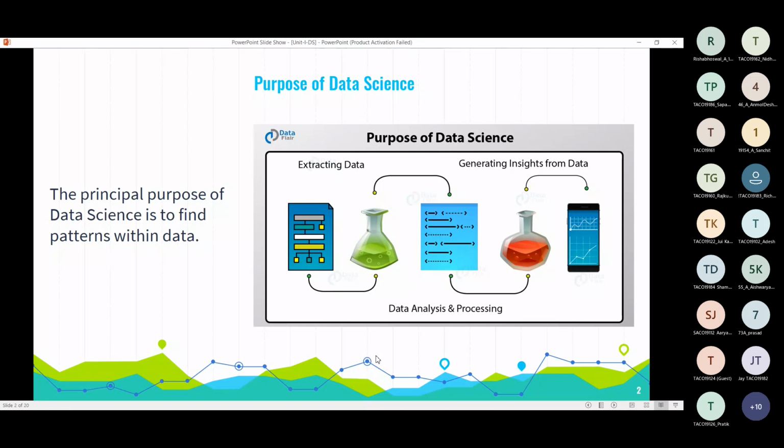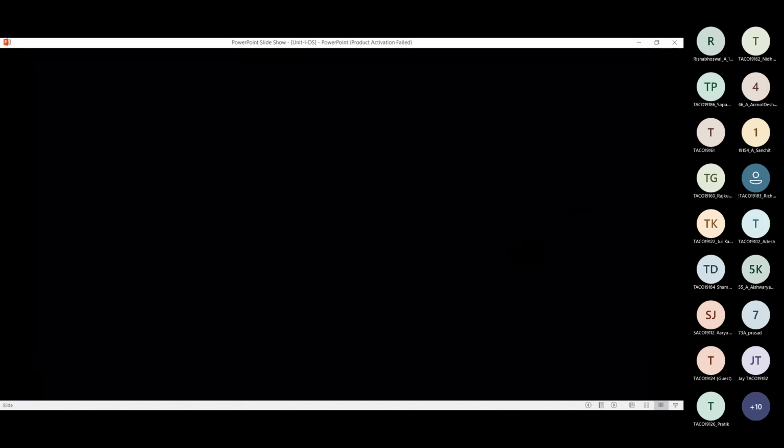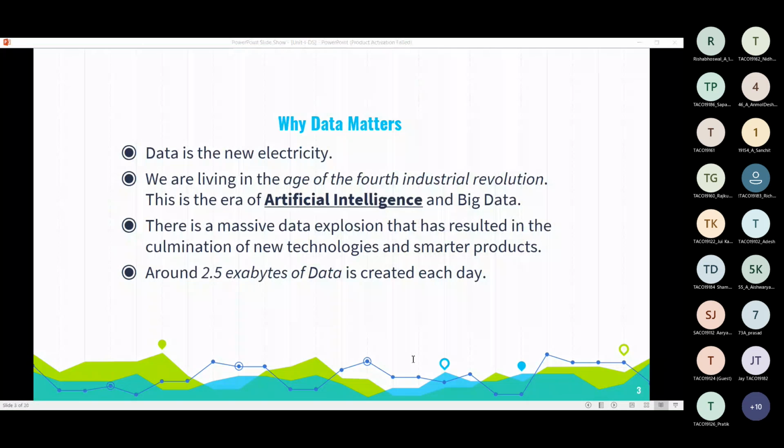We can see in the image also that data analysis and processing consist of extracting the data and generating insights from the data. So this is how the data scientist plays an important role in analyzing the data. Now, why does data matter to us, correct?